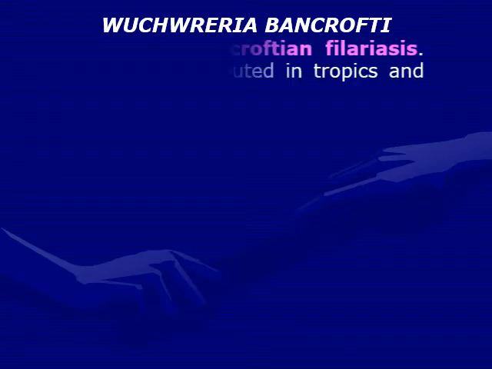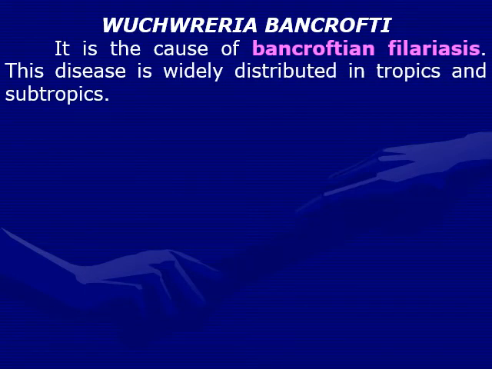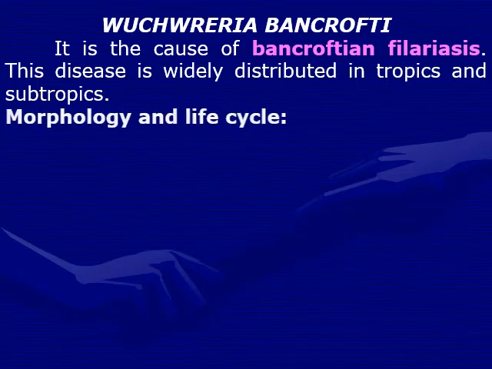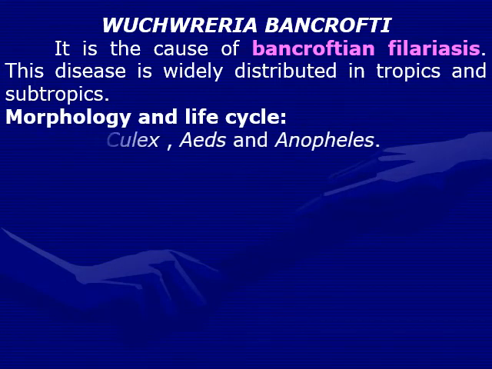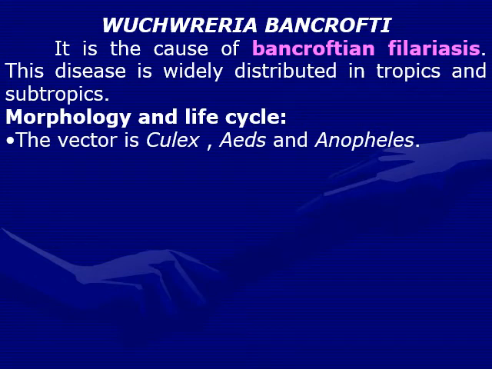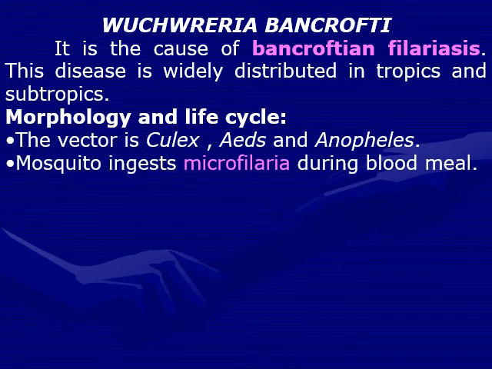The first and the most common of these filarial worms is Wuchereria bancrofti. Wuchereria bancrofti causes bancroftian filariasis, and the disease is widely distributed in tropics and subtropics. Morphology and life cycle. The vector is Culex, Aedes, and Anopheles, all types of mosquitoes present according to the locality.